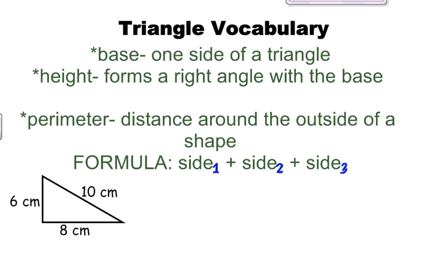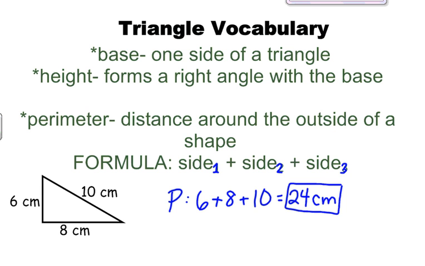So on this triangle that you see here, I would find the perimeter by adding 6 plus 8 plus 10. So I would find that the perimeter of this triangle would be 24 centimeters. Remember that in order for an answer to be accurate, it should have a number and a unit. Okay, so we're talking about, in this case, length, so my unit was centimeters.